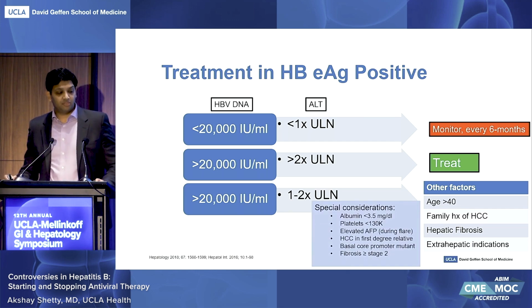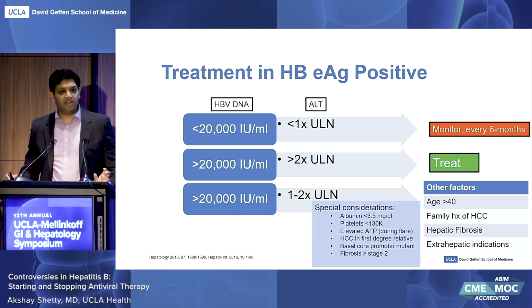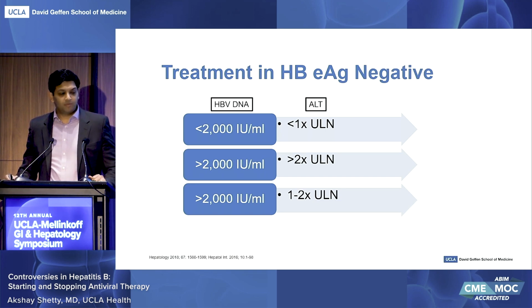Kong are big fans of the APASL guidelines, looking specifically at patients' albumin levels, their AFPs during flares, their platelet counts being low, do they have HCC, similar to the AASLD guidelines, and then fibrosis per se. There's a scoring system available for this. So among our E antigen negative patients, the viral load cutoffs are a little lower, often because their viral loads are on the lower end.